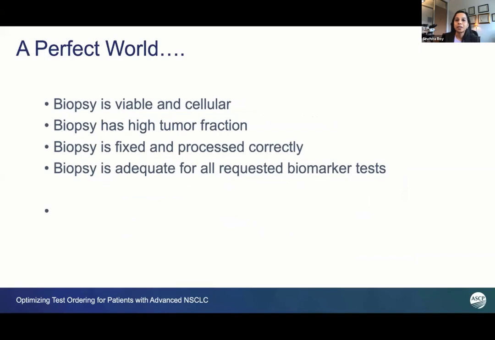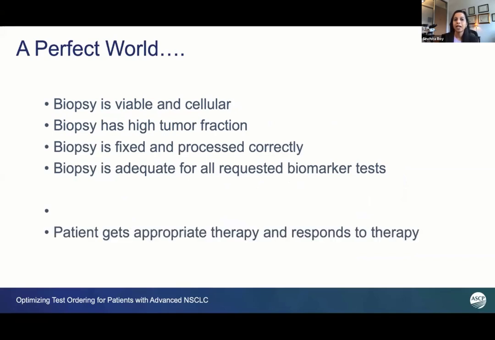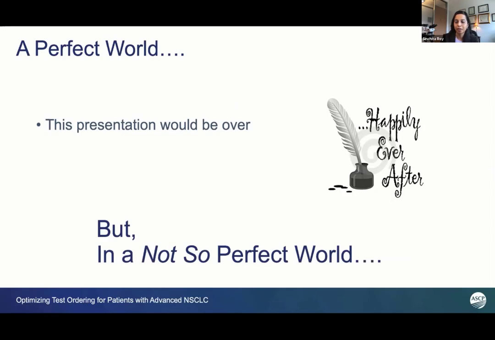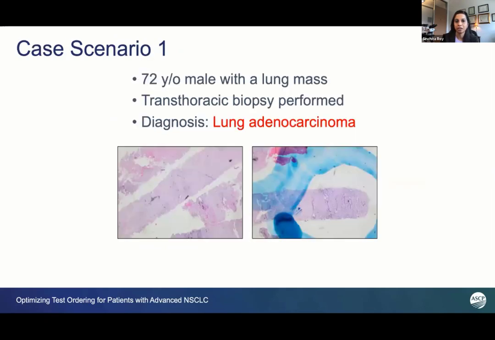So in this perfect world, we would get this biopsy and it would be viable. It would be cellular, you'd have a high tumor fraction, it would be fixed properly, processed correctly, and it would be adequate not just for the diagnosis, but for all of the requested biomarker tests, right? And so the patient would then get the appropriate therapy needed and would respond to therapy and everyone would be happy. So if this were a perfect world, the presentation would be over and we'd be living happily ever after. But as you just saw, it's not a perfect world. So let's see what some of the issues are.